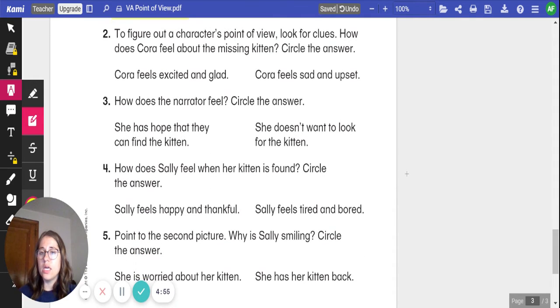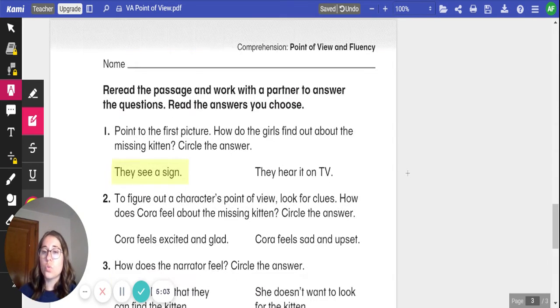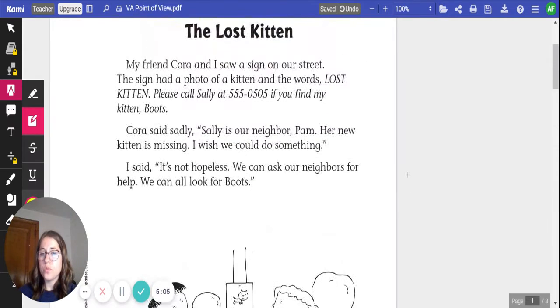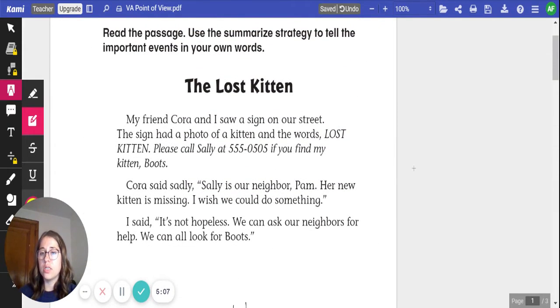Number 2, to figure out a character's point of view, look for clues. How does Cora feel about the missing kitten? Circle the answer. Let's reread part of our passage. We'll read the first page.